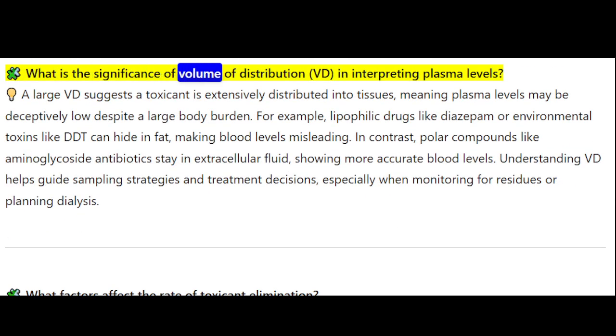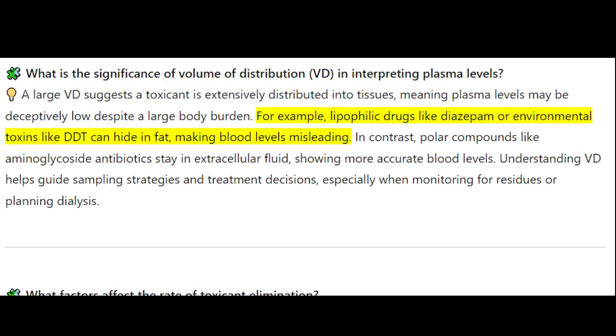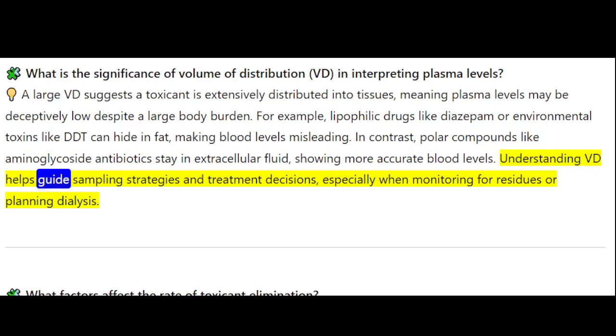What is the significance of volume of distribution, Vd, in interpreting plasma levels? A large Vd suggests a toxicant is extensively distributed into tissues, meaning plasma levels may be deceptively low despite a large body burden. For example, lipophilic drugs like diazepam or environmental toxins like DDT can hide in fat, making blood levels misleading. In contrast, polar compounds like aminoglycoside antibiotics stay in extracellular fluid, showing more accurate blood levels. Understanding Vd helps guide sampling strategies and treatment decisions, especially when monitoring for residues or planning dialysis.